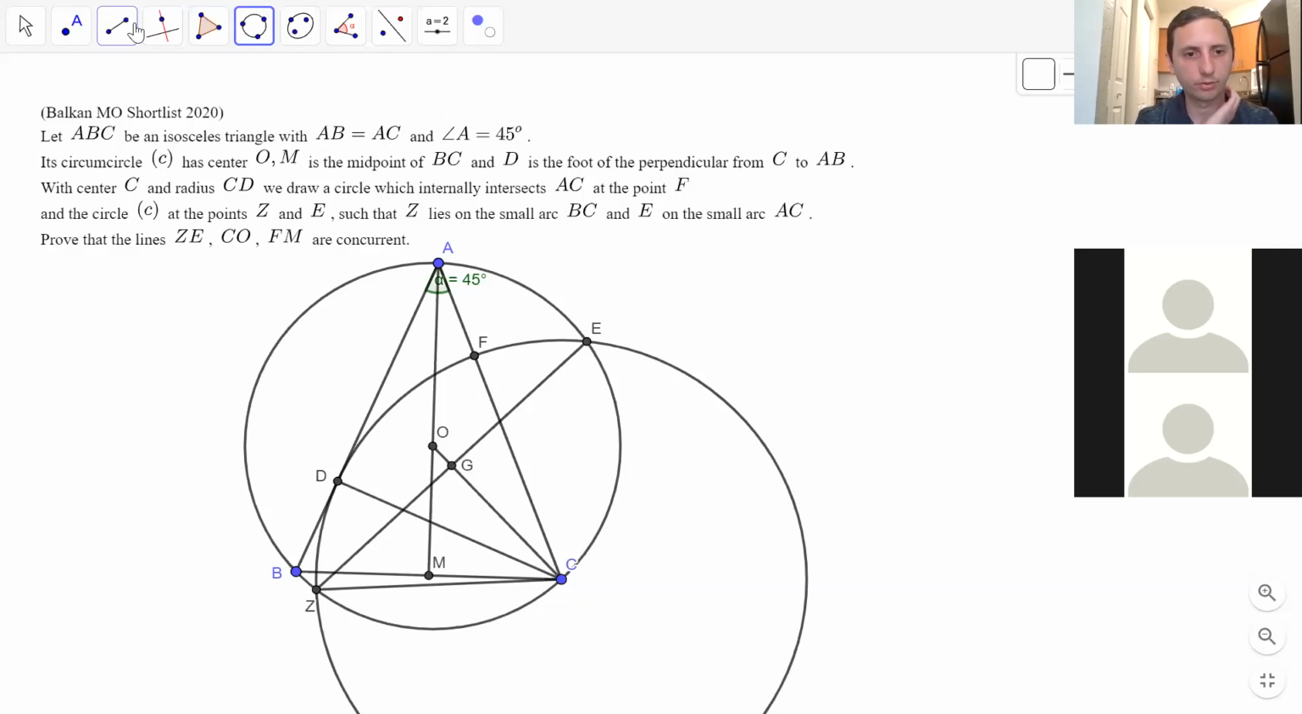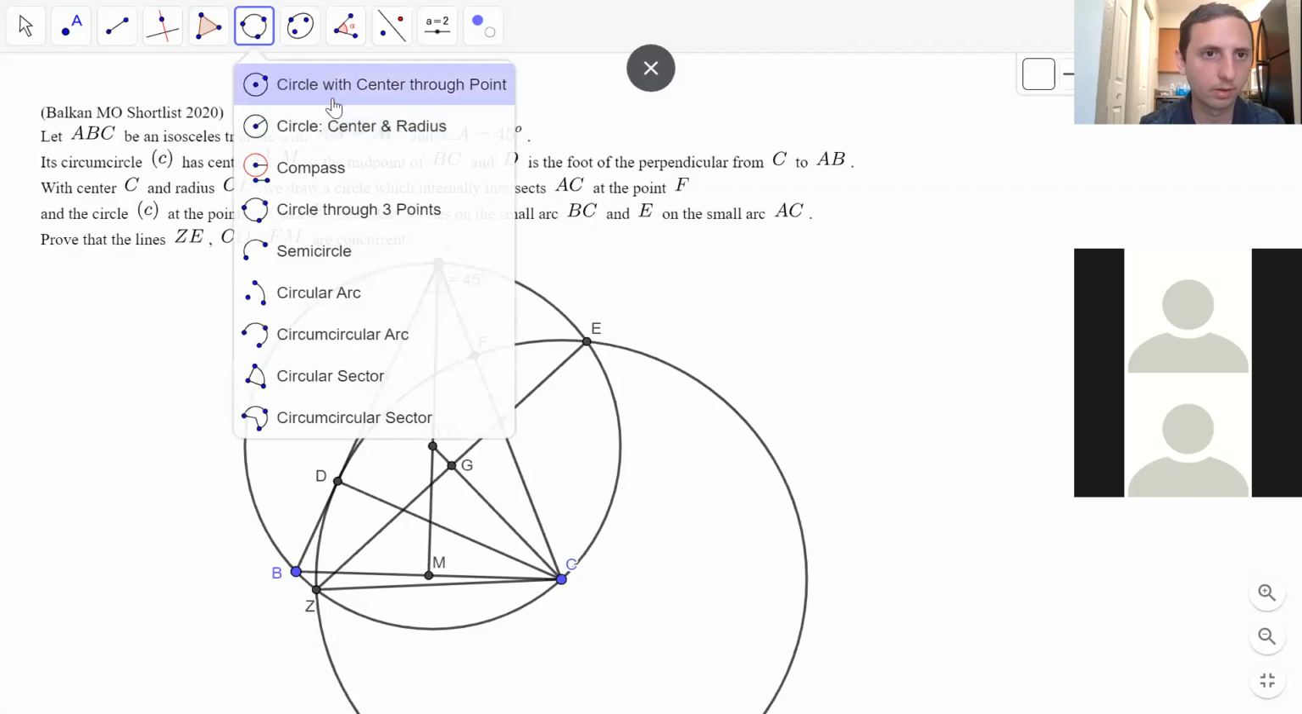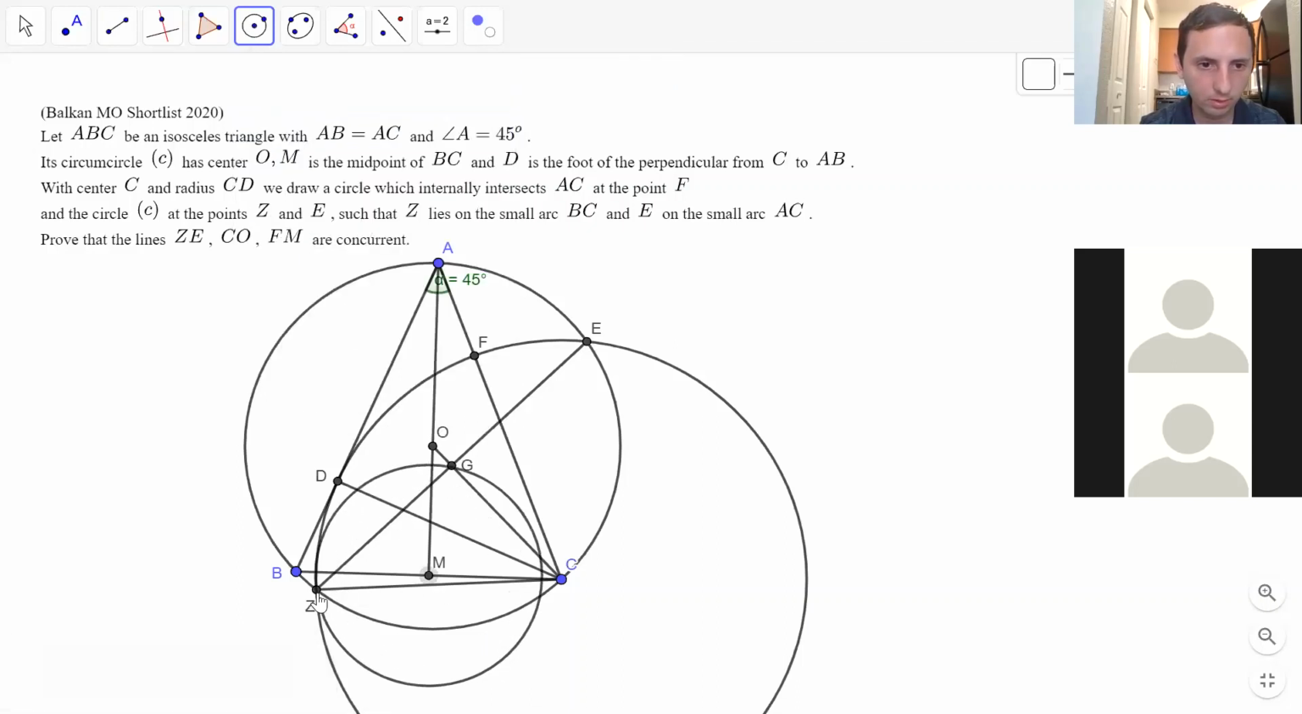Yeah, so it's like we want to show M and D are reflections across ZE. We should be pretty close here. Yeah, I mean, let me see, is M the circumcenter? What if I... no.